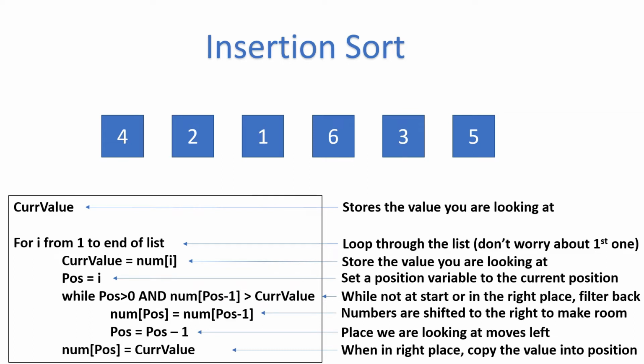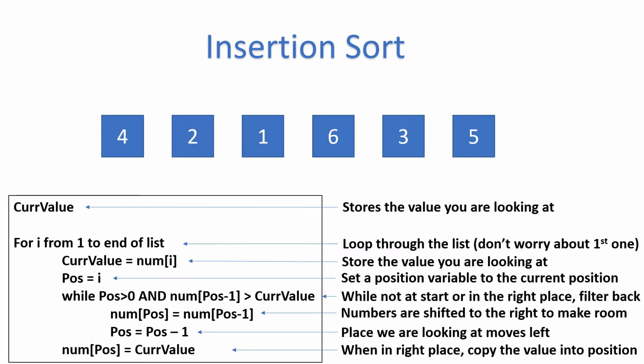So as it works through the list from the beginning to the end, on the left hand side we have our sorted part of the list, on the right hand side we have our unsorted part of the list. Let's go through and see how it works. Current value is declared at the top as a variable. The for loop goes from 1 to the end of the list.